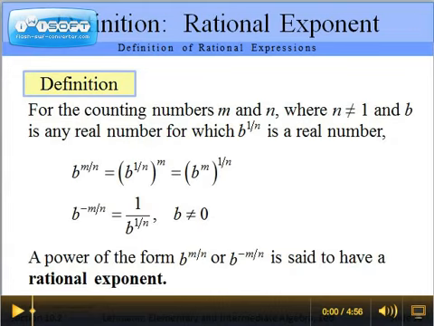For the counting numbers m and n, where n doesn't equal 0 and b is any real number for which b to the 1 over n is a real number, then I have these two conditions.